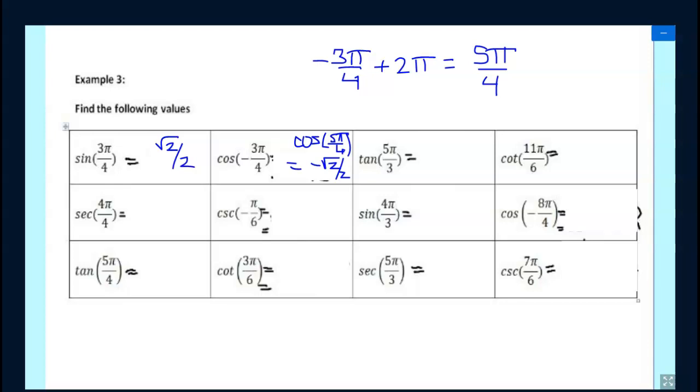The tangent of 5π/3. 5π/3 lives in quadrant 4. It's the same as 300 degrees. So the tangent of 5π/3 is negative root 3.